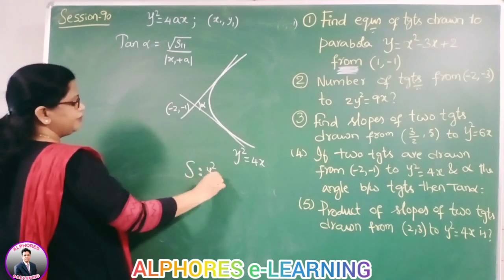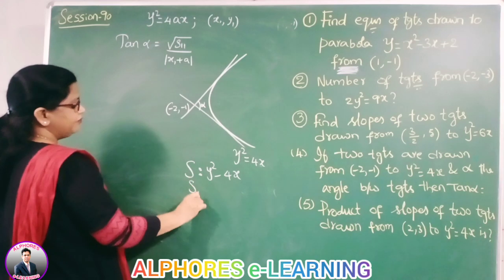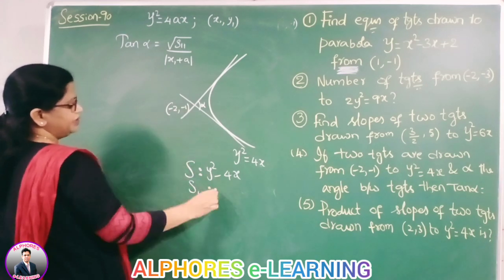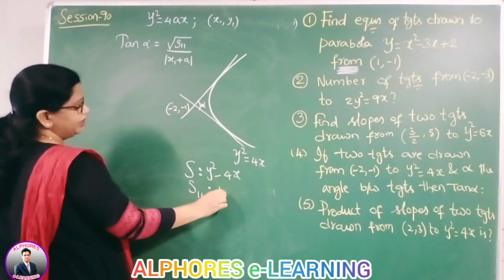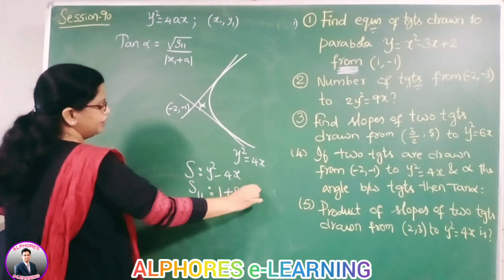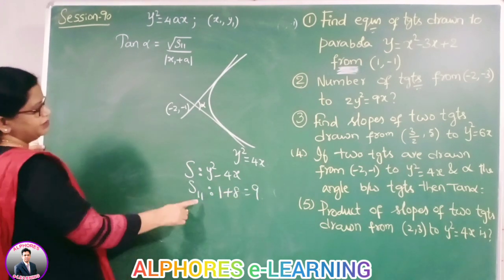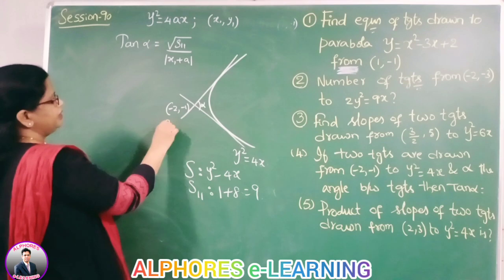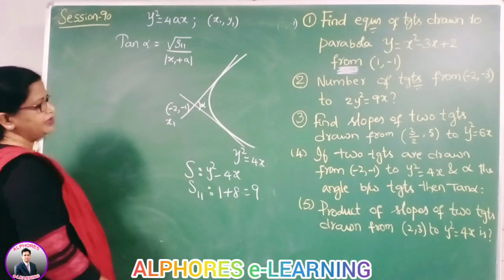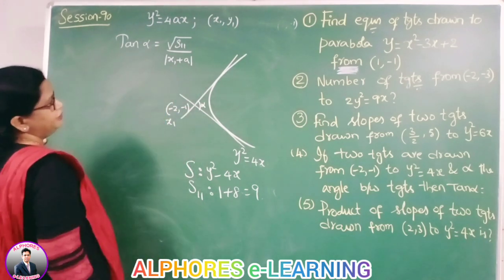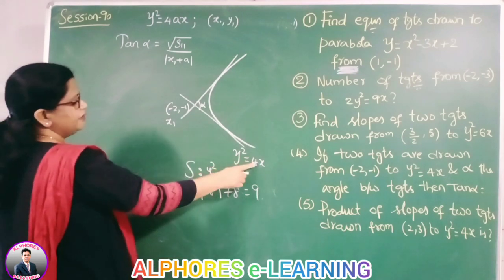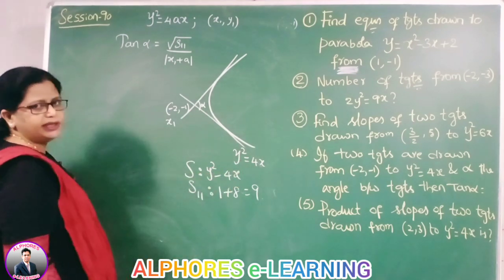Now S11: this is our parabola, so S is y square minus 4x, then the S11 value is 1 minus 4 into -2, that is 1 plus 8, and thereby it is 9. And x1 is -2. Next, what is our a in this problem? 4a is 4, so a is 1.